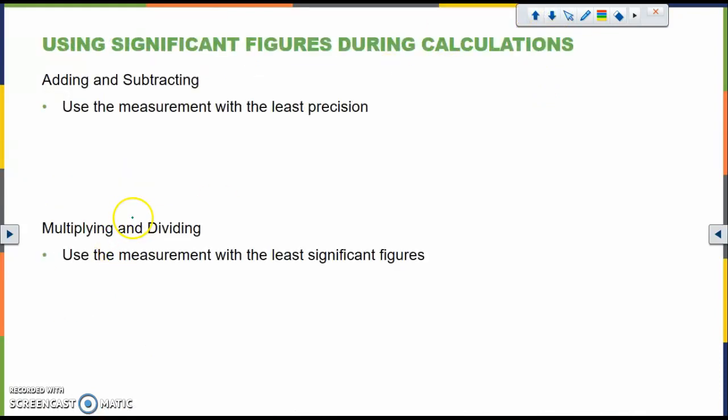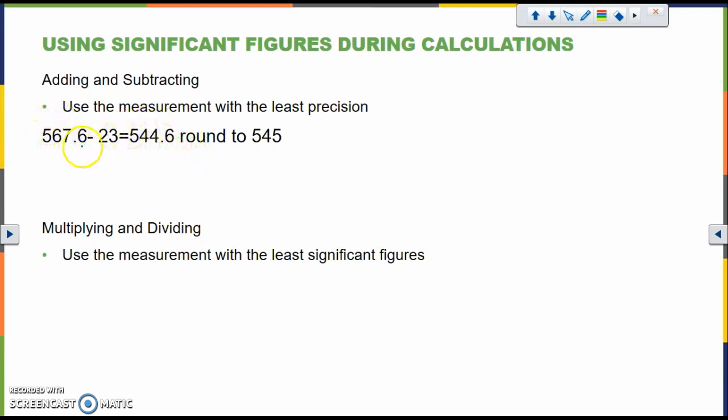All right. So that was just looking at sets of numbers. Now we have to apply this rule of significant numbers when we actually do mathematical calculations. So when we add or subtract, folks, we use the measurement with the least precision. When we talk about least precision, we're talking about the least decimal places, okay? So here we go. 567.6 minus 23. The answer is 544.6.